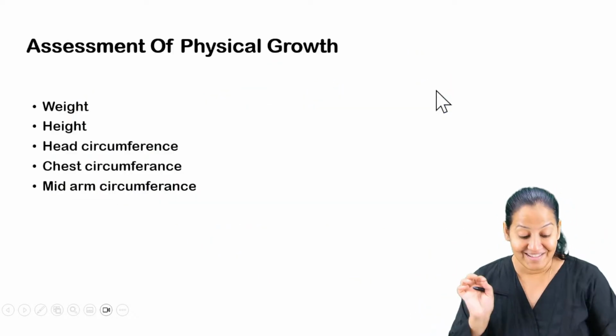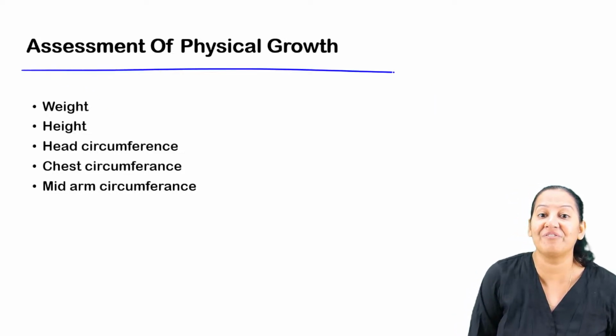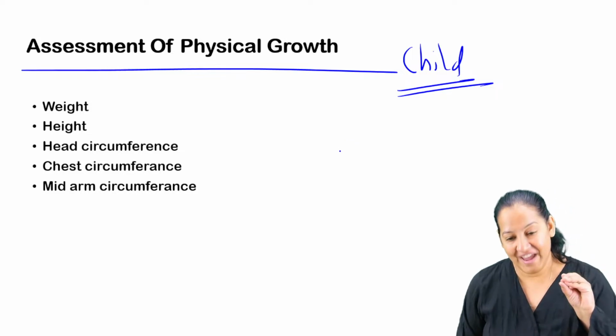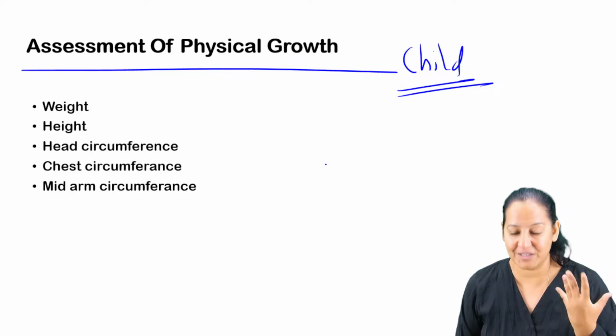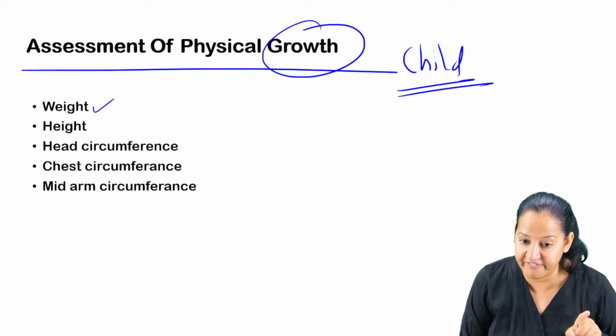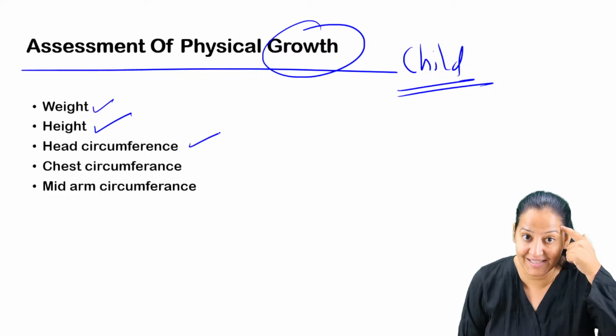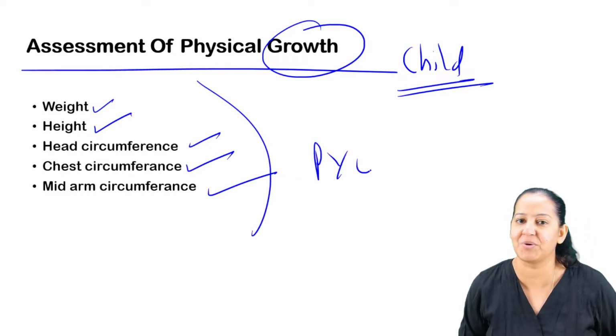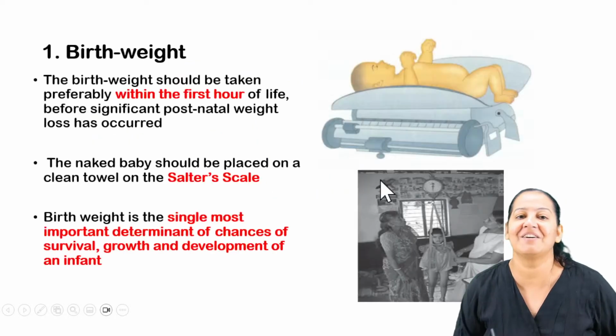Can we go ahead? The next thing here is the assessment of the physical growth of a child. Now let's talk about a child. We have to look for 5 things in a child to see whether the child is growing or not growing. 5 things. We have to monitor the weight, the height, the head circumference, the chest circumference, and the mid-arm circumference. You get many PYQs on this. Please concentrate. So the first thing is the weight.